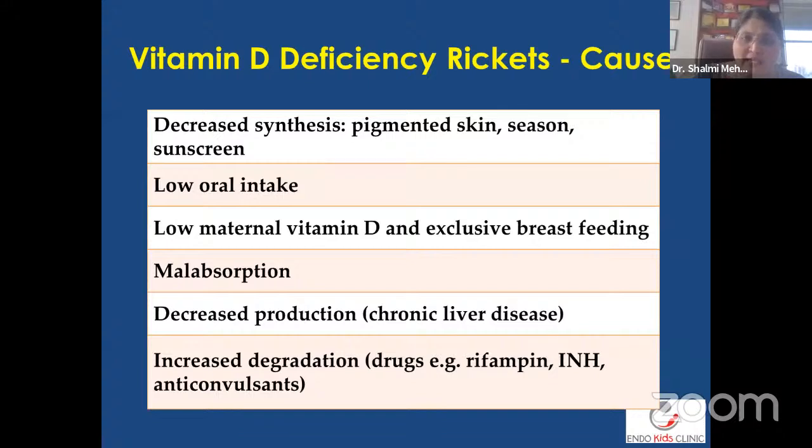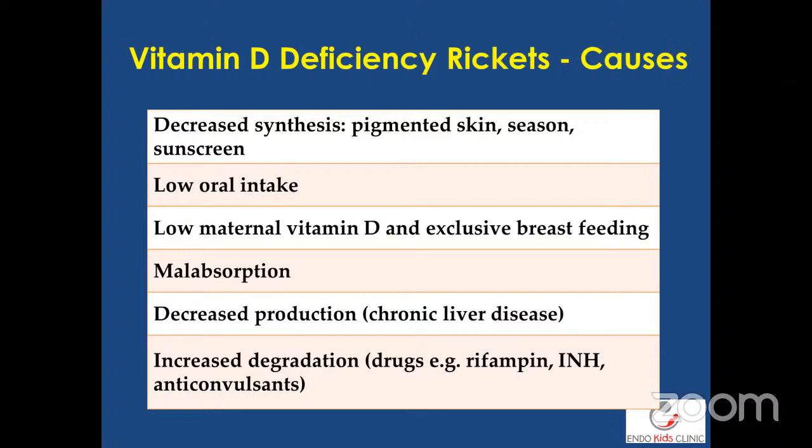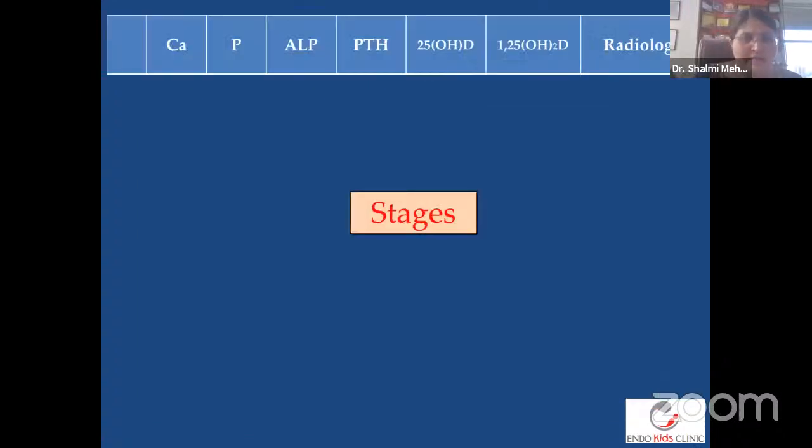So low oral intake, somebody who's exclusively breastfed. We all insist on exclusive breastfeeding for our babies, but vitamin D is one thing which we don't get in the breast milk. So all exclusively breastfed babies have to be given vitamin D from birth. It could be malabsorption or maybe some rare cases like liver or kidney diseases.